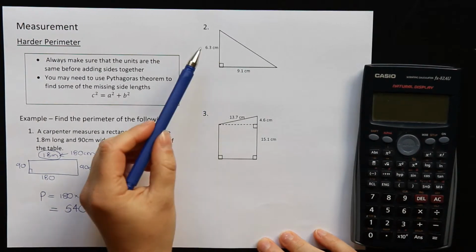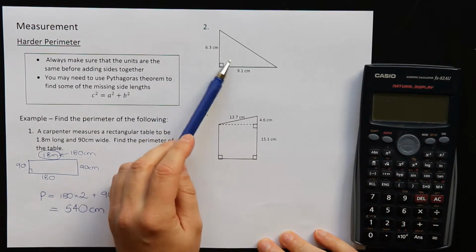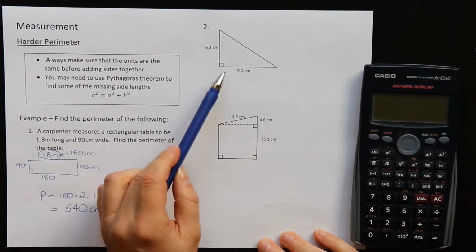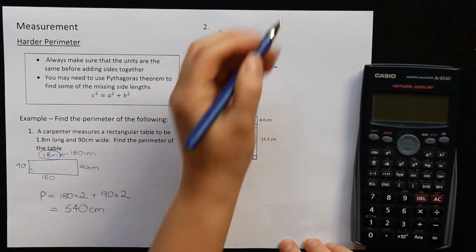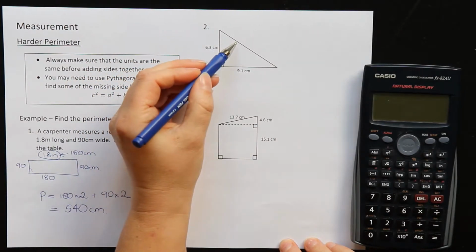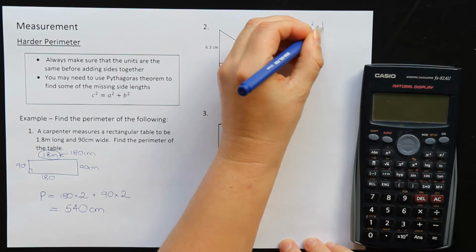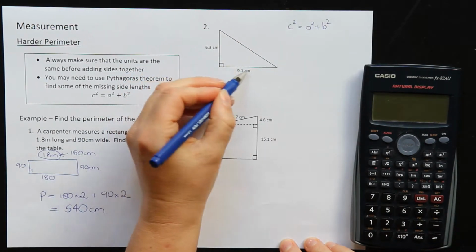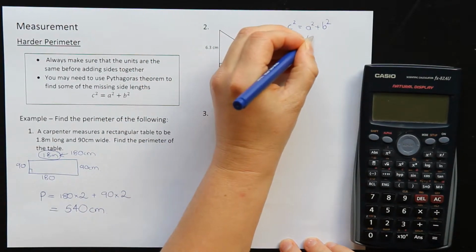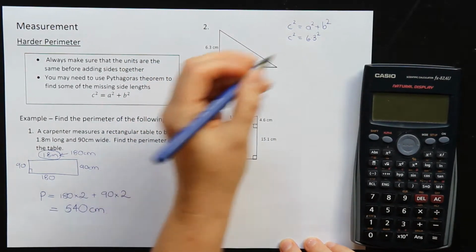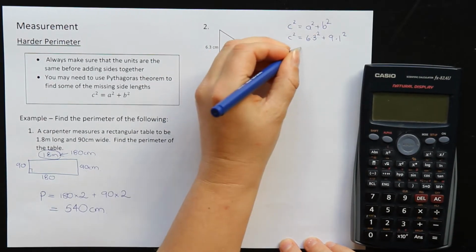Okay, question 2. To find the perimeter, we only have two sides, but we have a right angle triangle and we can use Pythagoras Theorem. So before we do anything on perimeter, let's do Pythagoras Theorem. We're finding the hypotenuse, so we use c squared equals a squared plus b squared. These are my two shorter sides, so I'm going to let a squared equal 6.3 and b will be 9.1, squared for both of them.